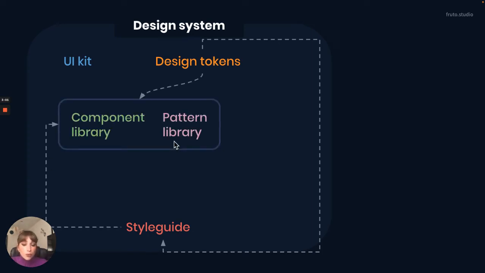Then we have the component library, which is basically the code equivalent of a UI kit. A component library would have code snippets for each of the components in the UI kit. And if we understand components as individual puzzle pieces, patterns are best practices for combining those components for specific user-focused tasks and page types. We collect them, well, in the pattern library.